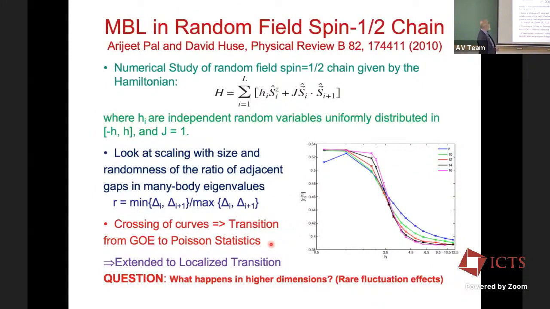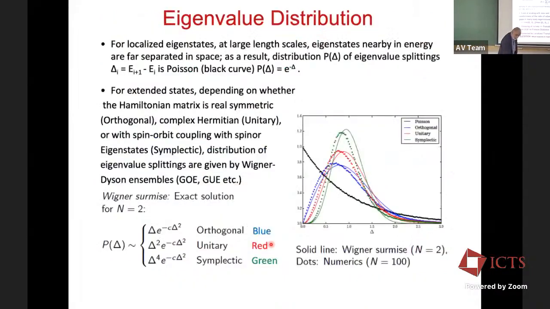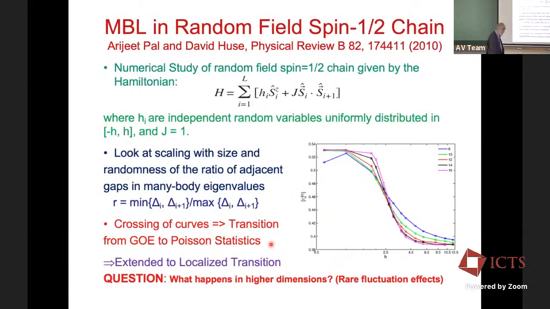Now, in 2010, David Hughes and Arijit Pal actually tried to use this to study many-body localization. I should point out that you can use this kind of statistics to study any problem. You can study whether you're studying single particle localization or many-body localization. This part is pretty much the same. Of course, the many-body matrix is a lot more complicated than the single particle matrix. That's the only difference. Okay.